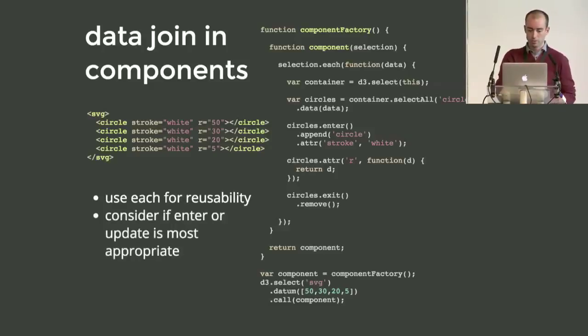So use each for usability, and it's also demonstrating that you can choose whether it's most appropriate to do something when a node enters the DOM or when it's updated. The advantage of doing it when it enters the DOM is you won't do it every single time you loop through this. So it can be a performance thing, probably isn't, but it's a good way of making your intentions clear.